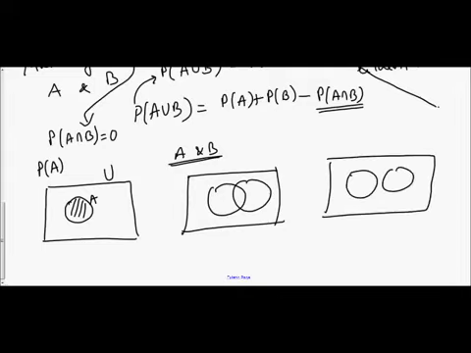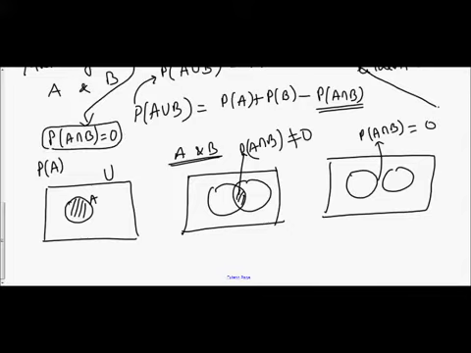Okay, so in this case you have A intersection B, it is there, right? Its probability is not equal to 0. In this case there is no A intersection B, therefore probability of this is equal to 0. So you would have guessed now that this is the condition that is satisfied by this diagram. Therefore this diagram represents mutually exclusive events.